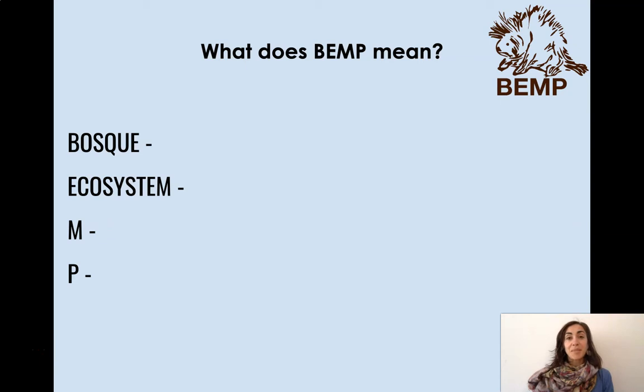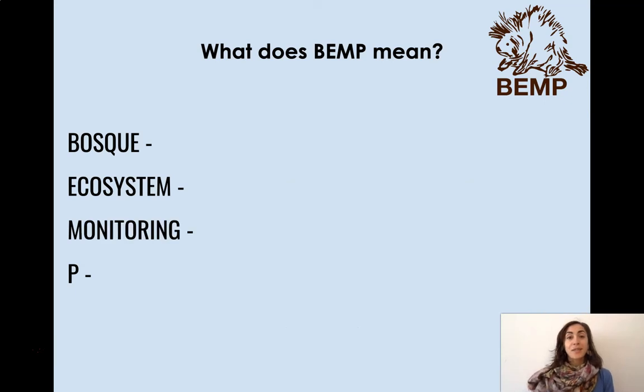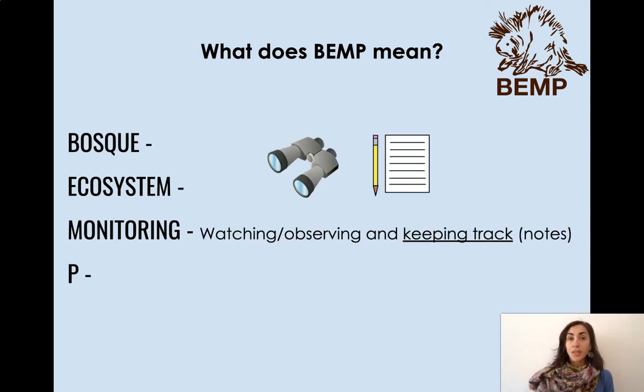An ecosystem is made of living things that are called biotic and non-living things that are called abiotic, and how these living and non-living things interact together to create this ecosystem. The next letter is the M, and the M stands for monitoring. Monitoring is basically looking at or observing something around us so you can keep track over time of the changes that you have been seeing.